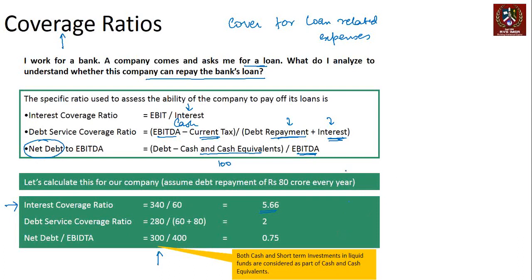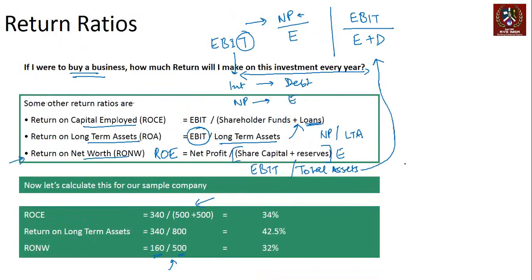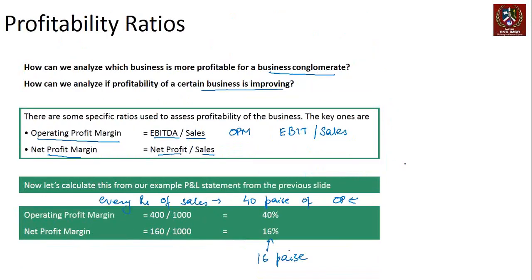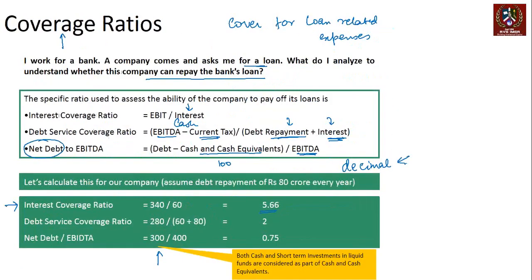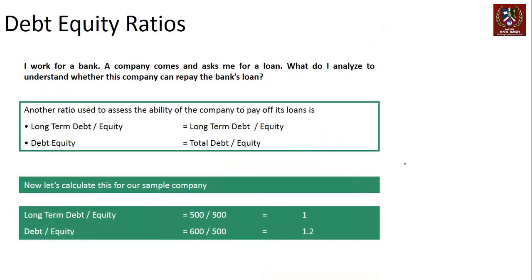Note that these numbers are now decimal numbers. They are no longer percentage numbers. Your return ratios and your profitability ratios were all percentage numbers. These numbers have now become decimal numbers, right? Again, the individual implication of each one of these becomes more important when we look at trends. So we'll come to that in the context of our understanding.